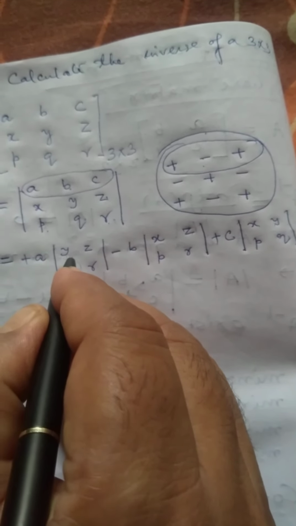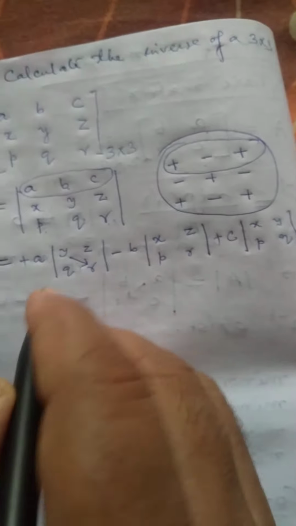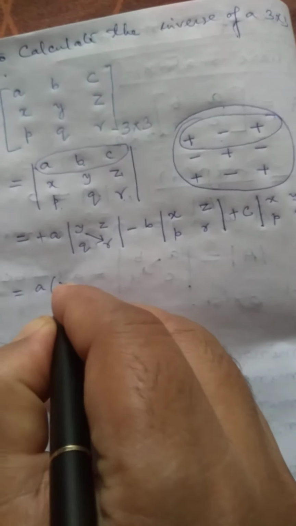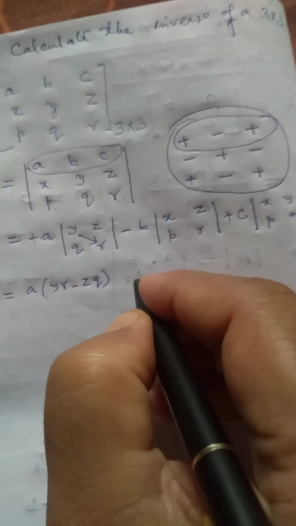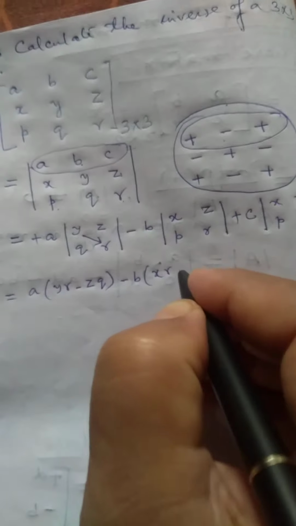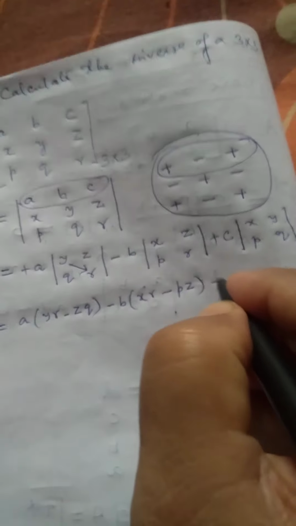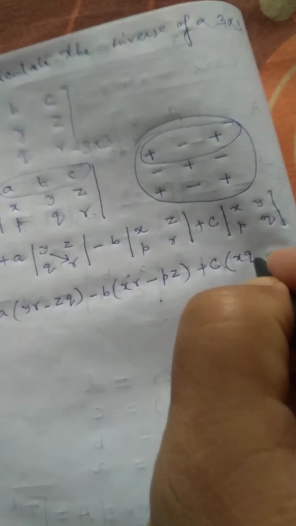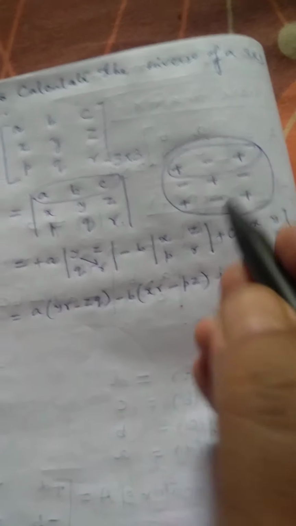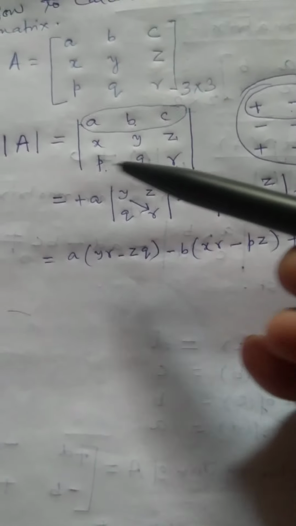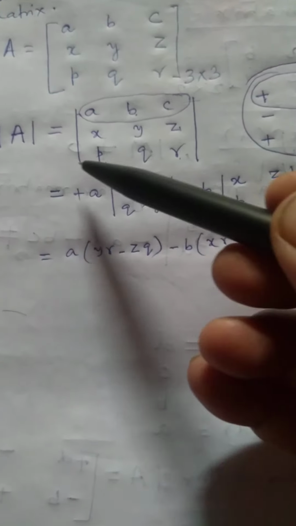Now, do you know how to expand a 2 cross 2 determinant? Just multiply the leading diagonal first, that is A into (YR, and then subtract the second diagonal product, ZQ), minus B into (XR minus PZ), and plus C into (XQ minus PY). So this is your value of determinant A. Whenever a numerical problem is given to you, write the numbers in this determinant form, expand that determinant in this fashion, and you will get a numerical value.